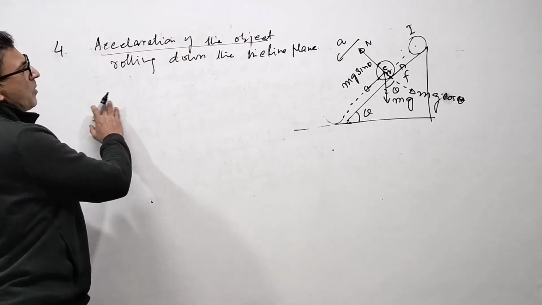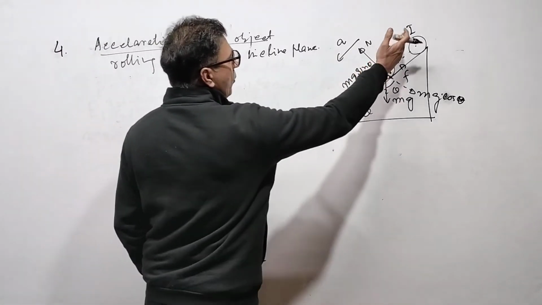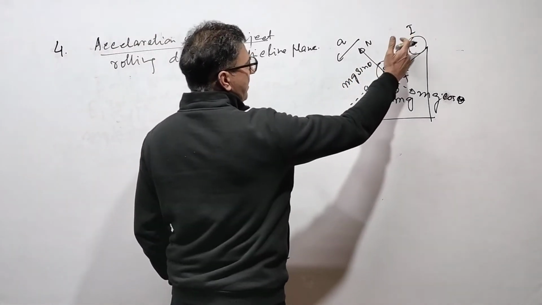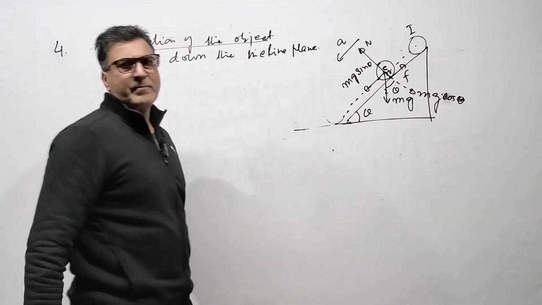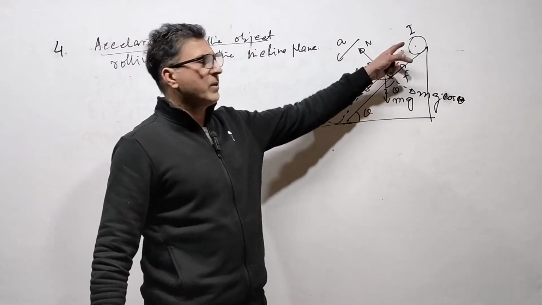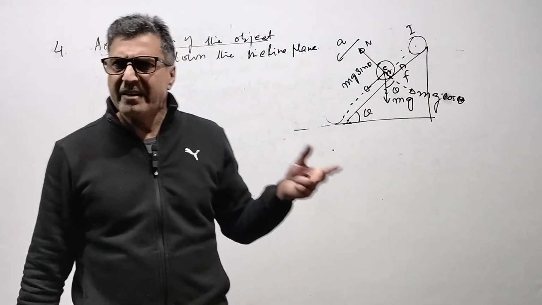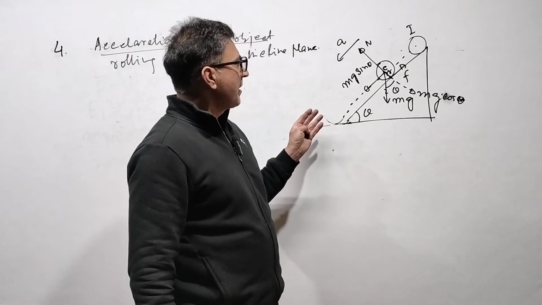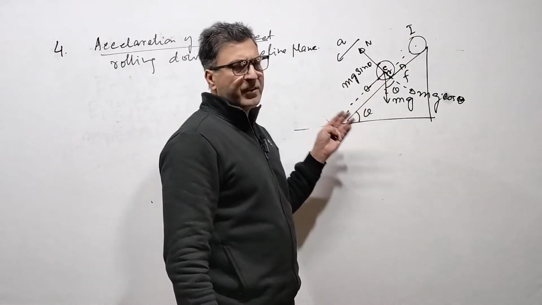Okay, this is the fourth problem. A body rolling down the incline. Let me find with what acceleration it is rolling down the incline. This is a rolling body. Maybe it is a sphere, maybe it is a disc, maybe it is a ring. It rolls down the incline. I need to find with what acceleration it rolls down the incline.